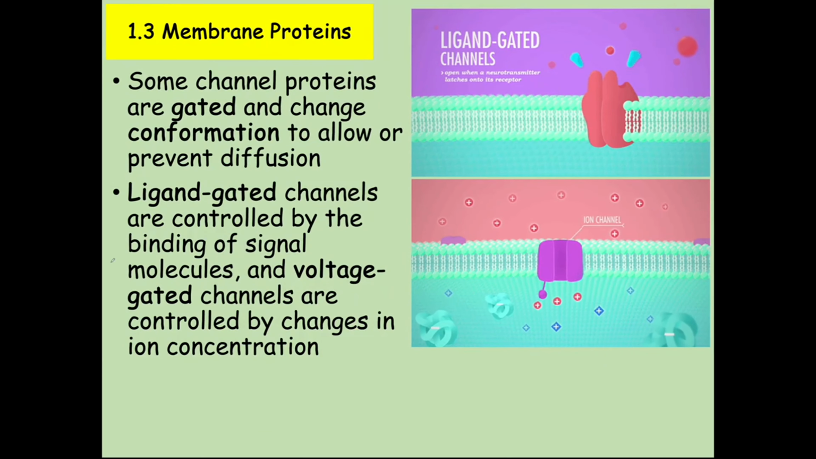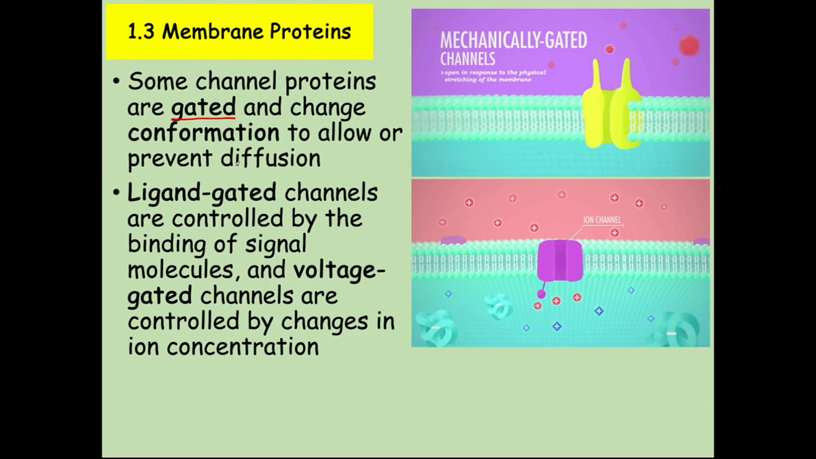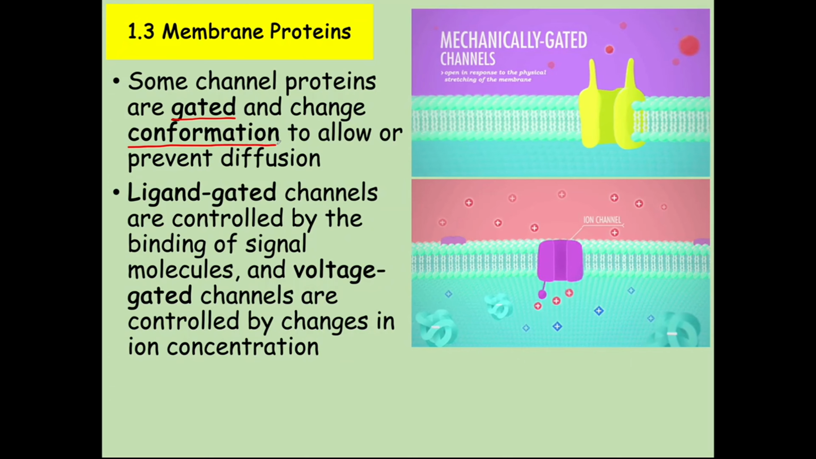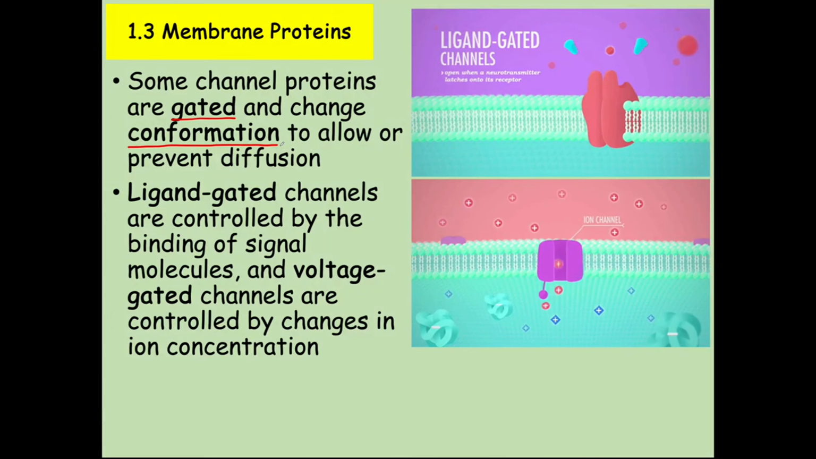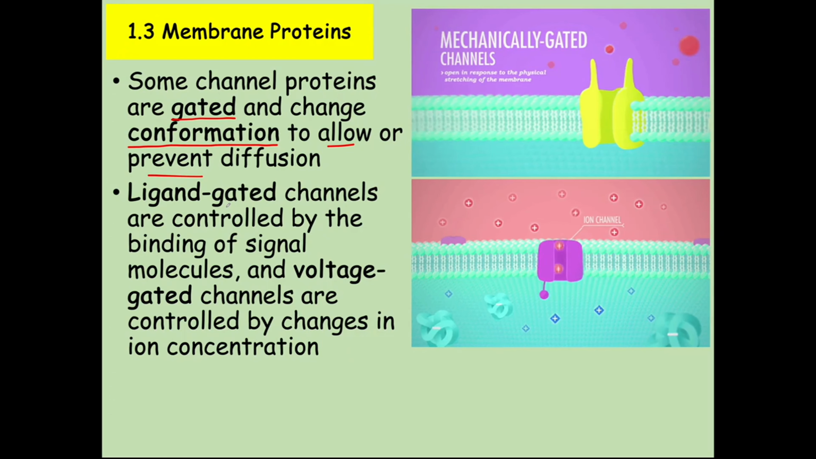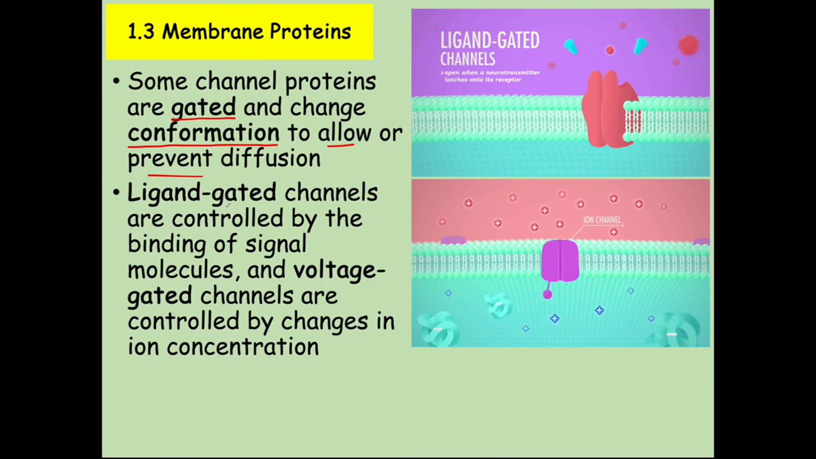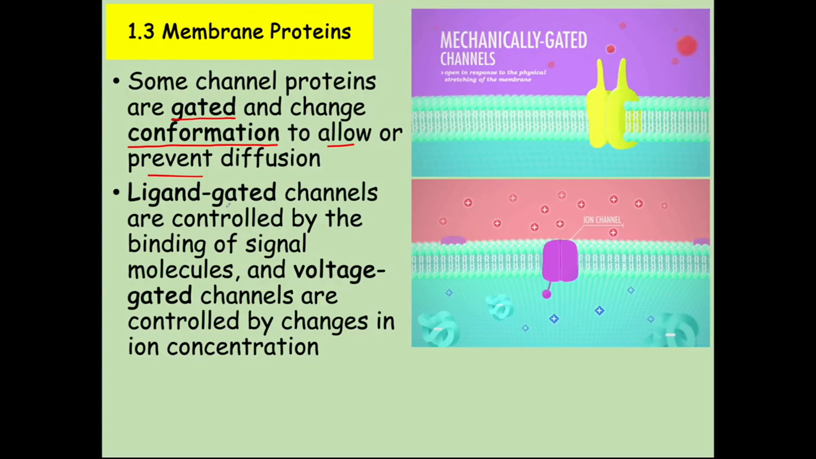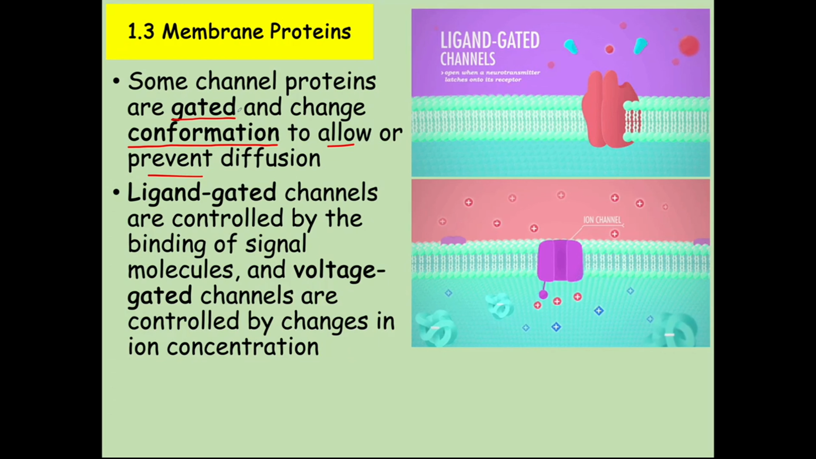Now, some of our channel proteins are what we call gated, okay? And you can probably guess by the term what that means. It means that they are closed at times and open at other times. Okay, so some channel proteins are gated. And what they do is they will change conformation. Remember, conformation is the shape of the protein. So they'll change conformation to either allow or prevent diffusion from happening. Okay, and there'll be different reasons why the cell would want to stop diffusion or allow it to happen, depending on the particular circumstances of the cell and what it needs to do at that particular time. But we just need to know there are gates that change conformation to allow or prevent the diffusion of that. And we can see two examples here in our GIFs there.